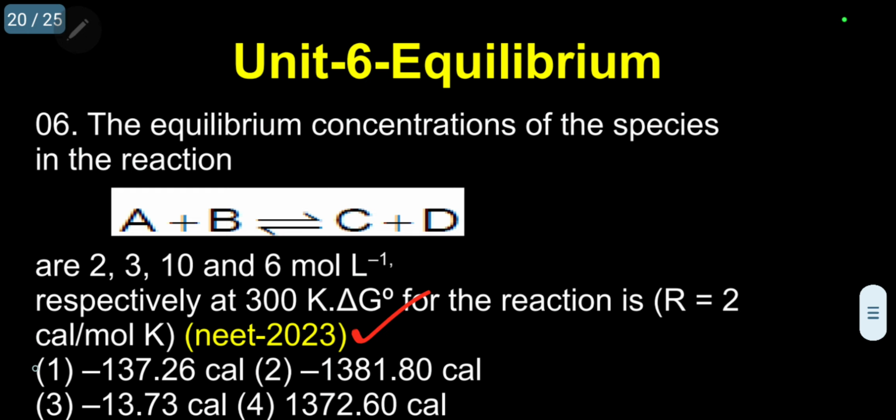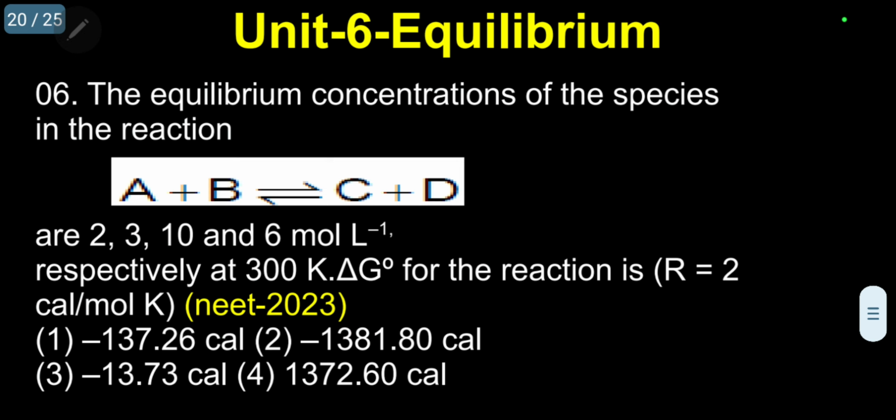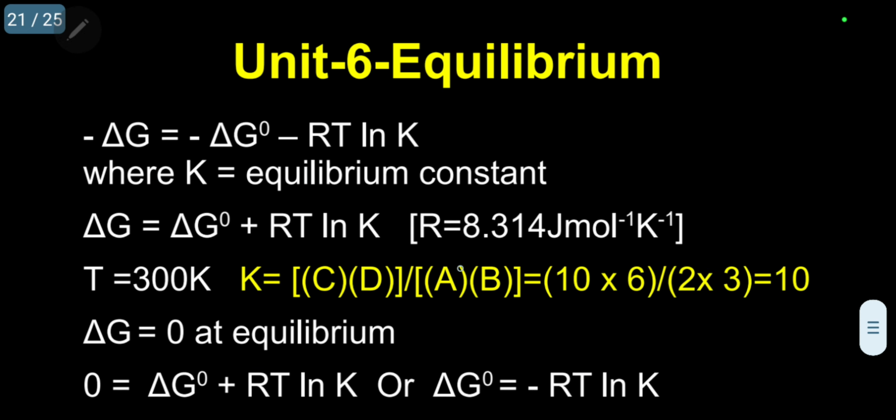The options: 1, minus 137.26 calories. 2, minus 1381.80 calories. 3, minus 13.73 calories. 4, 1372.60 calories. So it's very simple, we will calculate.